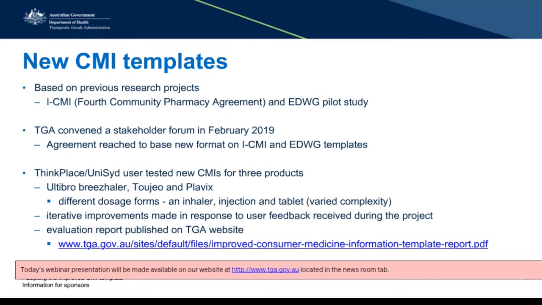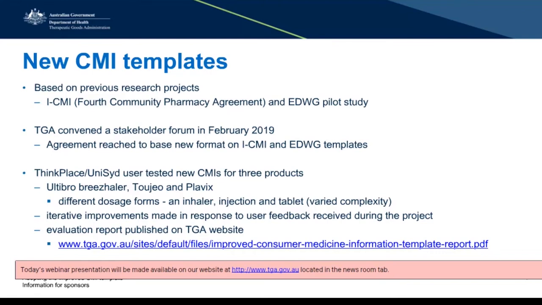So the TGA engaged ThinkPlace, a consultancy, and also enlisted the expertise of Dr. Parisa Aslani from University of Sydney and her team to user test this new synthesized template. In the beginning, we picked 3 products: Ultra Pro Breeze Haler, TGA, and Plavix.